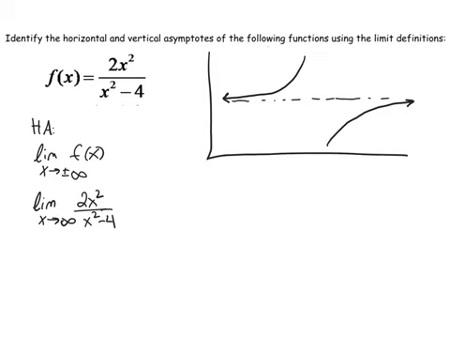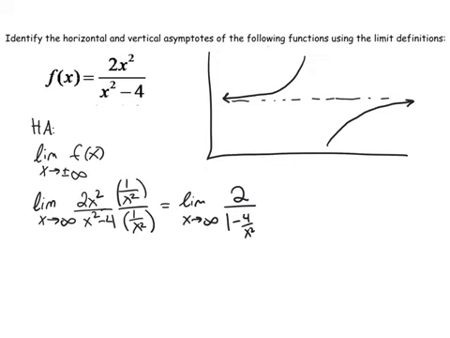And what I'm going to do is multiply both the numerator and the denominator by the reciprocal of the highest power of x. So I'm seeing an x squared on top and an x squared on the bottom. So I'm going to essentially multiply the top and the bottom by 1 over x squared. So I get the limit as x approaches infinity of 2x squared times 1 over x squared, which is just going to be 2 on top. And then distributing this in the denominator, x squared divided by x squared is going to be 1. And then I get minus 4 over x squared.